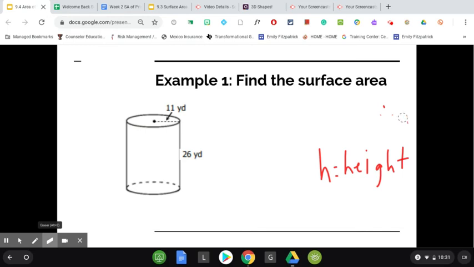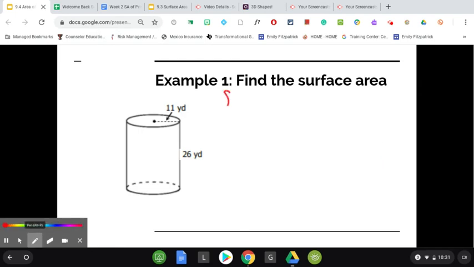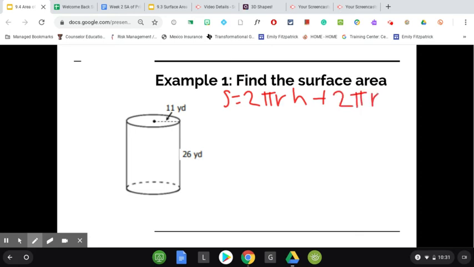Okay, so on our example one, we have this cylinder with the numbers provided. So we're going to write the formula down: 2 pi r h plus 2 pi r squared. Okay, so you can see the radius from this picture is 11. Remember, the radius is a line from the center of a circle to the edge. So that is our radius.